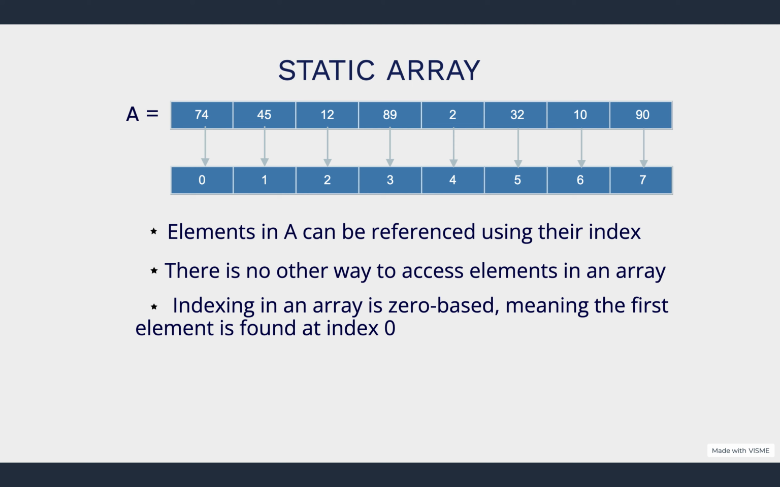Indexing in an array is zero based, meaning the first element is found at index 0. So the first index in an array is 0, not 1. Okay, so this can be a bit confusing for those new to programming or those new to computer science at large. So the index of an array always starts from 0. Okay, not 1, 0.